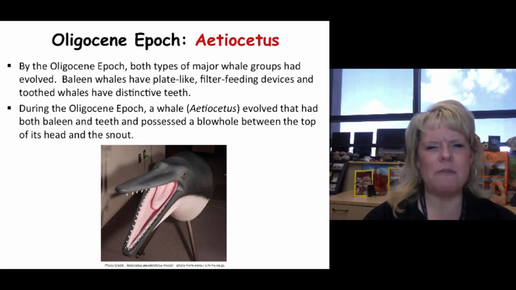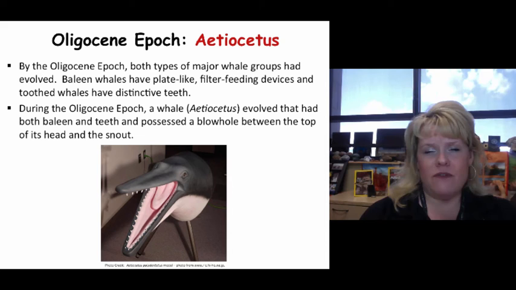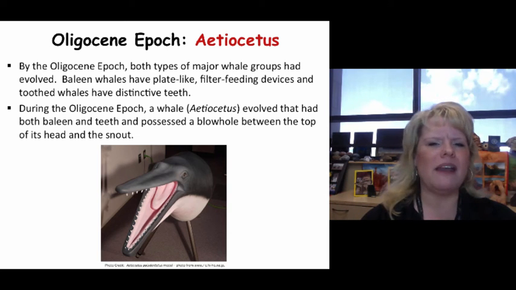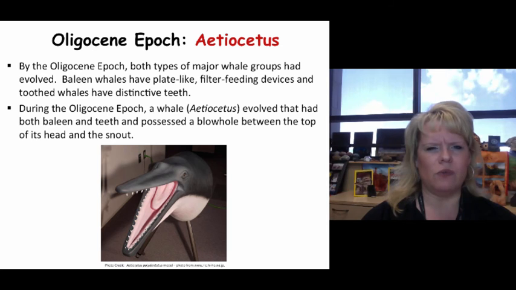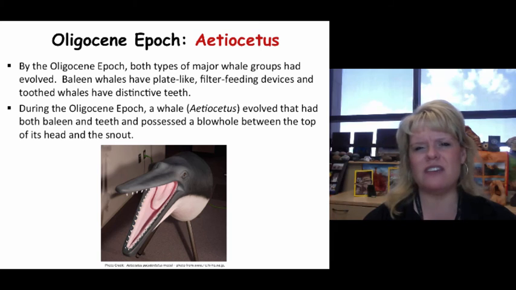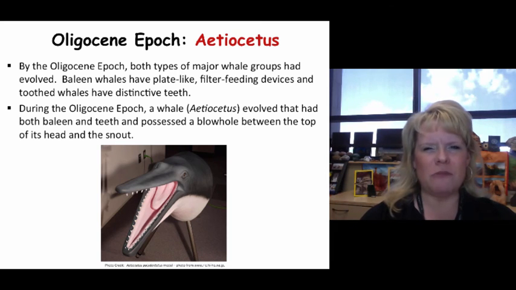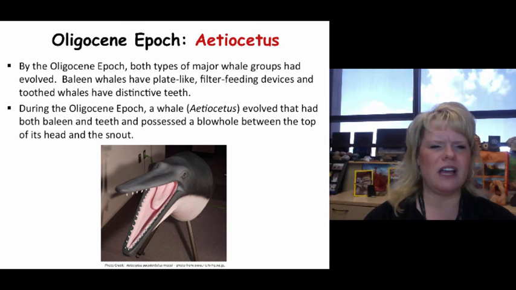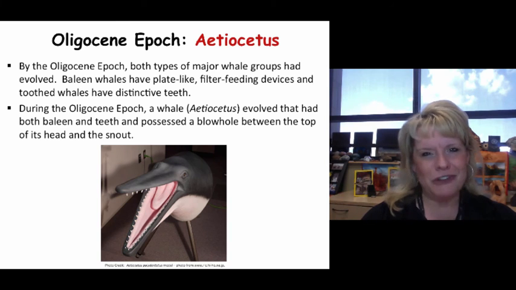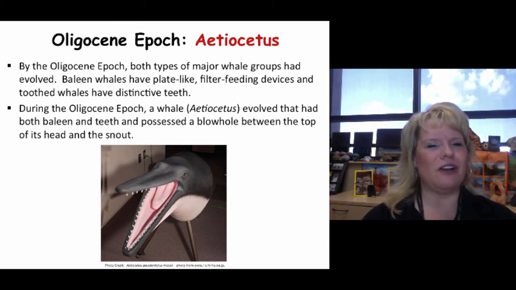Adiocetus is a type of whale that evolved by the Oligocene epoch, and by now we have both major types of whales. We have baleen whales, which are the ones that have plate-like teeth, filter-type feeders that feed on small phytoplankton or even krill, for example. And then we have our toothed whales, so they both evolved at this time. This particular whale had both attributes of the filter feeding teeth and then the real teeth. So it was kind of a unique animal, even had a blowhole at the top of its head in between the head and the snout area.